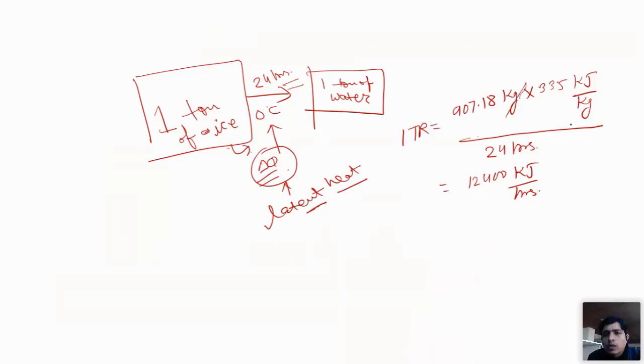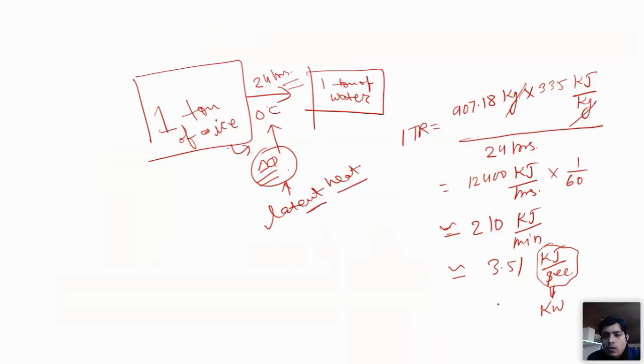If we again divide this by 60, we get approximately 210 kilojoule per minute, and this may also be termed as 3.51 kilojoule per second. And we all know that kilojoule per second is nothing but the kilowatt. So one TR value is equal to 3.51 kilowatt.